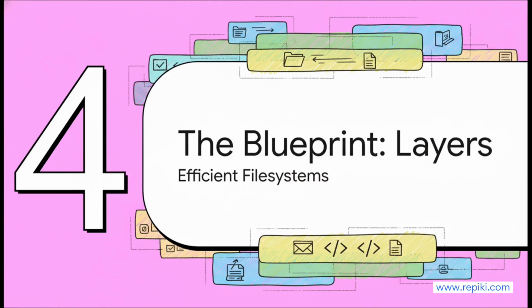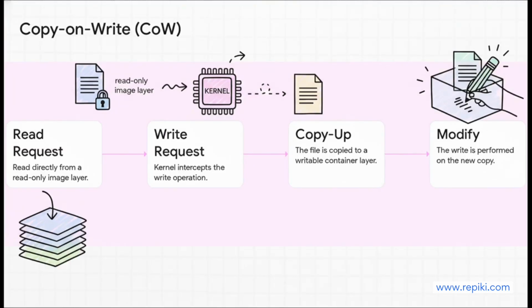Okay, we've got the walls from namespaces, and we've got the rules from cgroups. Now we need the actual stuff inside the container. The files, the libraries, the application itself. This is the blueprint for the container's world, and it's built on a really, really efficient idea called layered file systems.